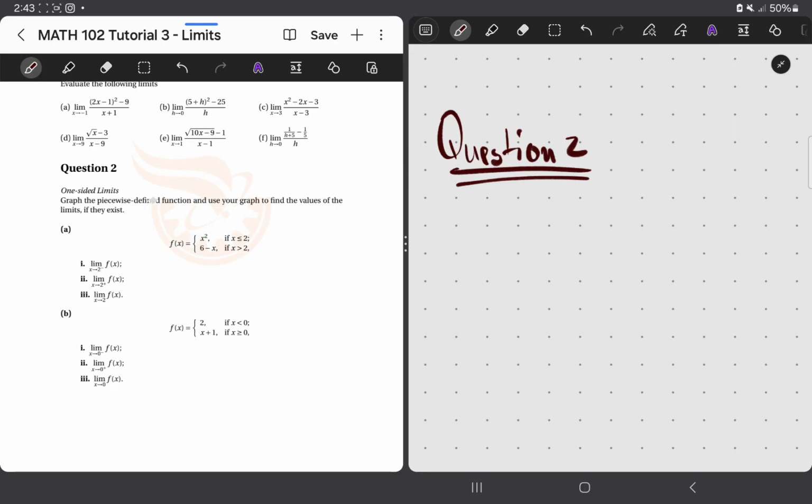So here, what are they saying? Graph the piecewise function and use your graph to find the limits. Okay, let's graph the piecewise function. This is not hard. We know piecewise functions have parts, right? So we are graphing this. Let's see what we are graphing.